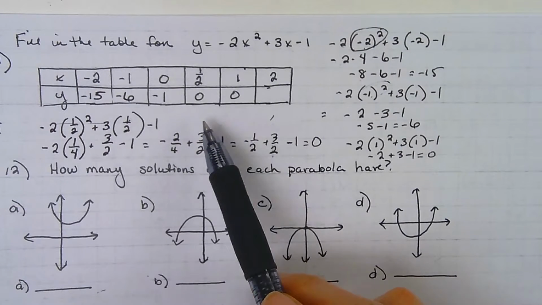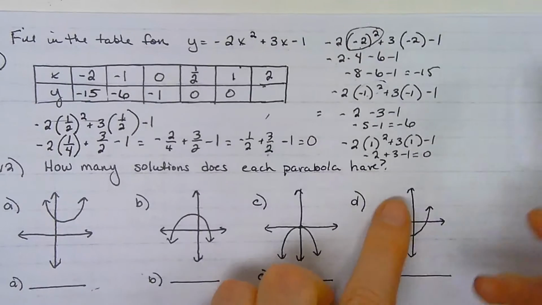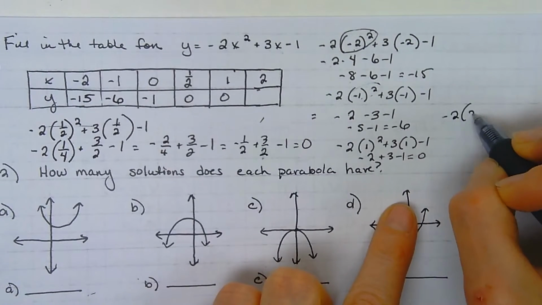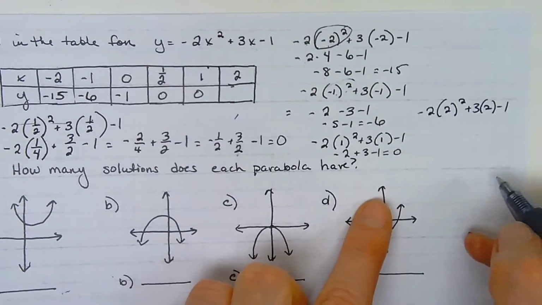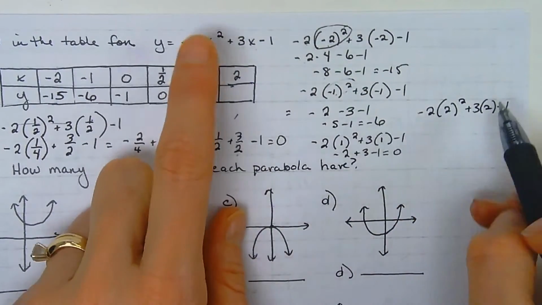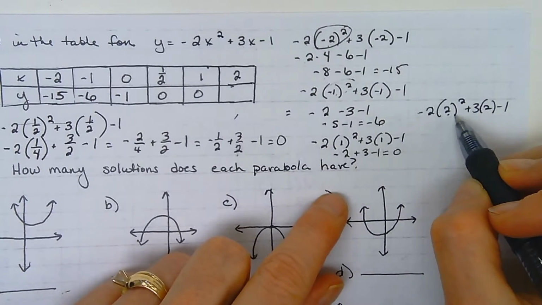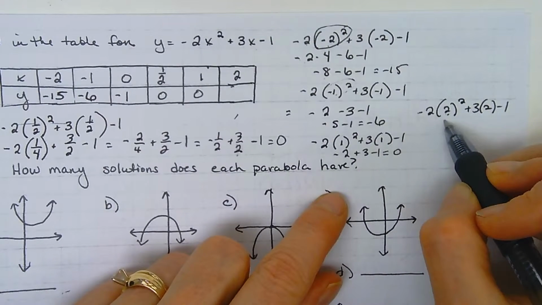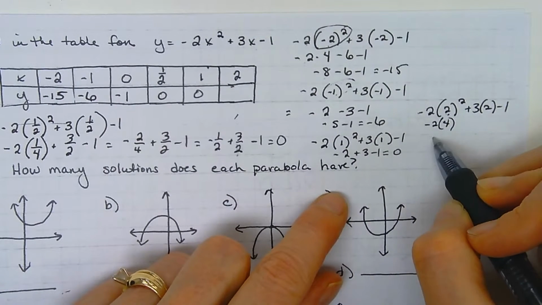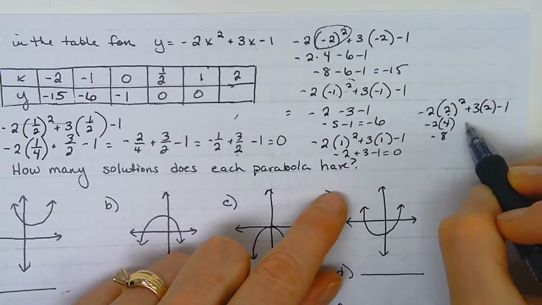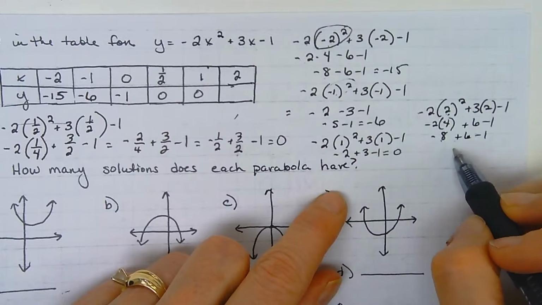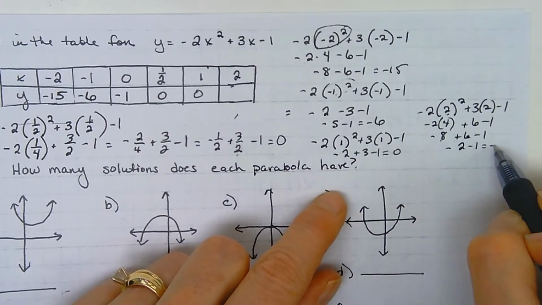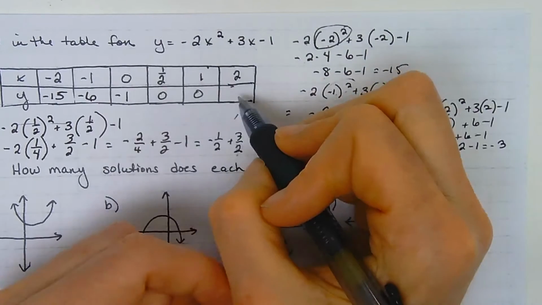but it is. Now I'm going to put 2 into the function: -2 times 2 squared plus 3 times 2 minus 1. That's 2 squared is 4. 4 times -2 is -8. Plus 6 minus 1. -8 plus 6 is -2, minus 1, that's -3.